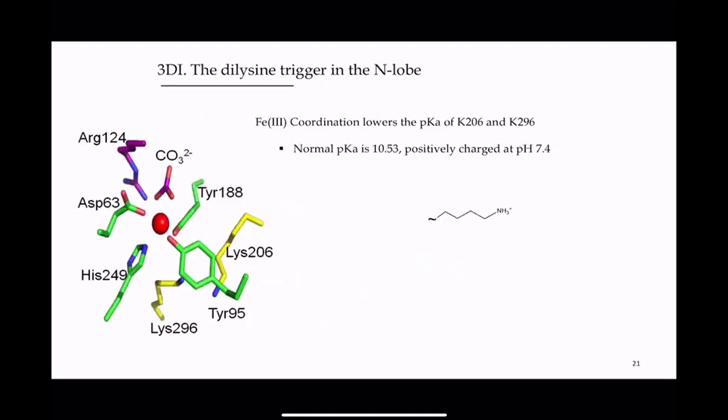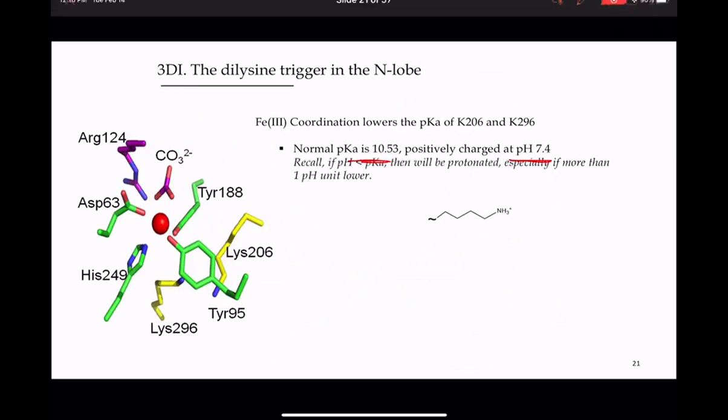All right, so let's look at the N lobe, and we're focusing on what is referred to as the dilysine trigger. So lysine is something that we know based on its pKa is going to be protonated, especially in the context of pH 7.4. So just want to remind us about the pKa of lysine, also remind us about the pH of blood. This is where the context of the iron binding.